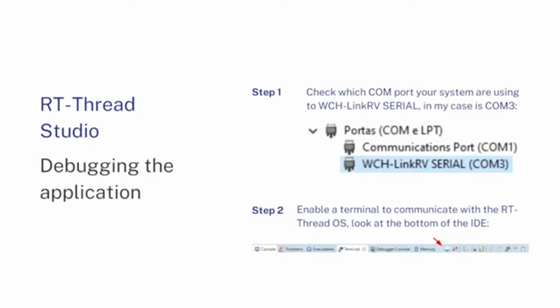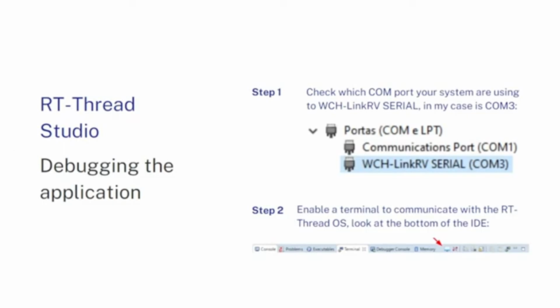Why not make both LEDs blink? In this example, the LED tool is controlled by an RT Thread OS app, so you need to have access to the OS shell. To do this, we need to check in the device manager which serial port Windows recognizes as the WCH link. Here I'm showing that COM3 is being used for this purpose.